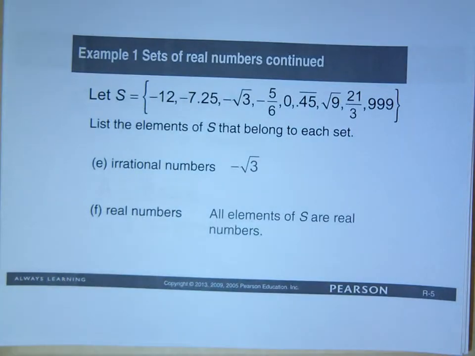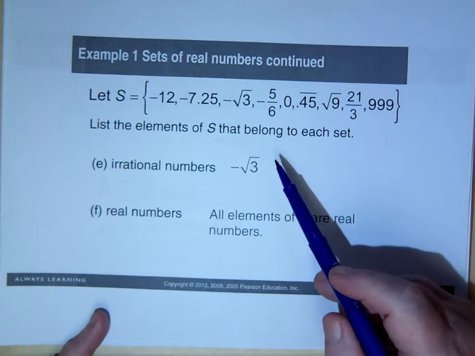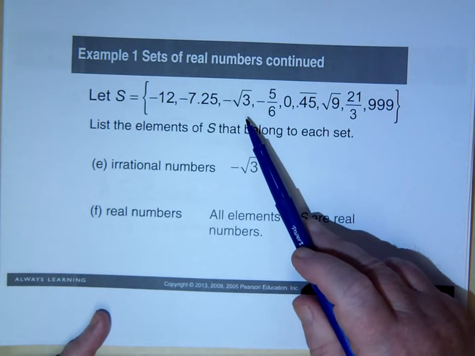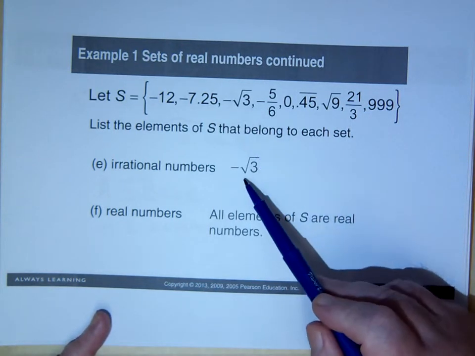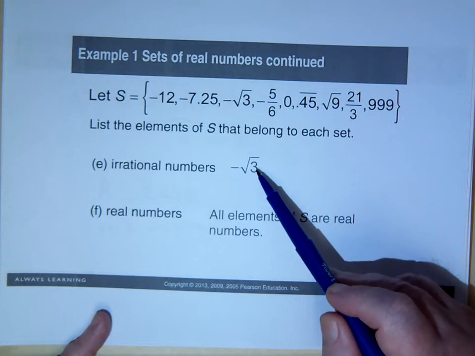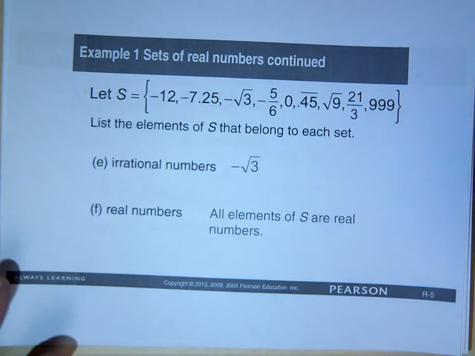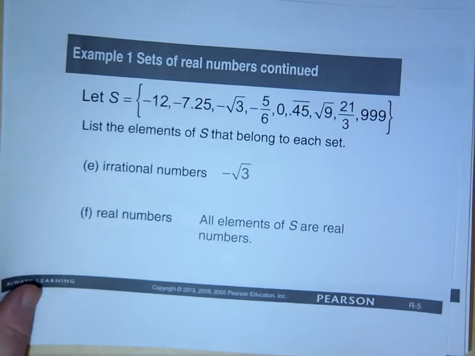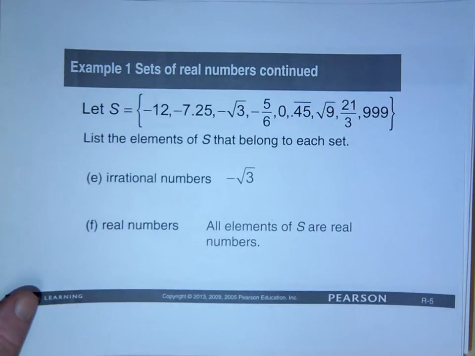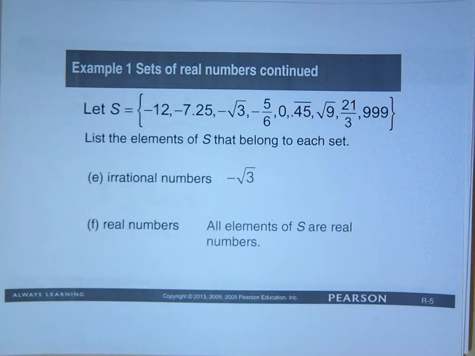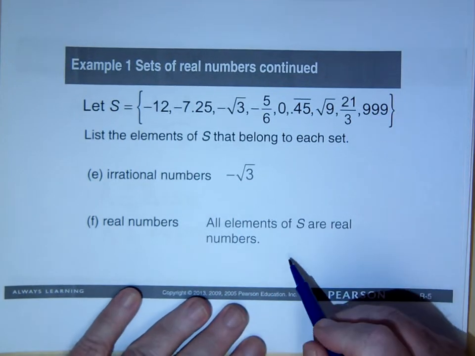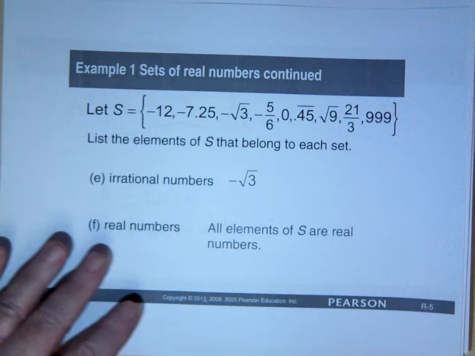And there's only one irrational number, which is minus the square root of 3. That is the square root of a prime number, and so that's going to be irrational. And real numbers, all the numbers that are in the set. There are some numbers that aren't real, and we'll talk about those later, and those are called complex numbers.